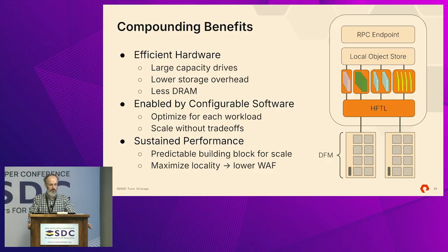Let's wrap it up with a view of the advantages of DFMs and the HFTL in the context of a hyperscale data storage system. It starts with the efficient use of hardware. DFMs are available in larger capacities, require less DRAM, and scale more efficiently than traditional SSDs. Additionally, the storage overhead is lower with intrinsic cross-drive RAID. The hardware efficiencies are amplified by configurable software with the HFTL.